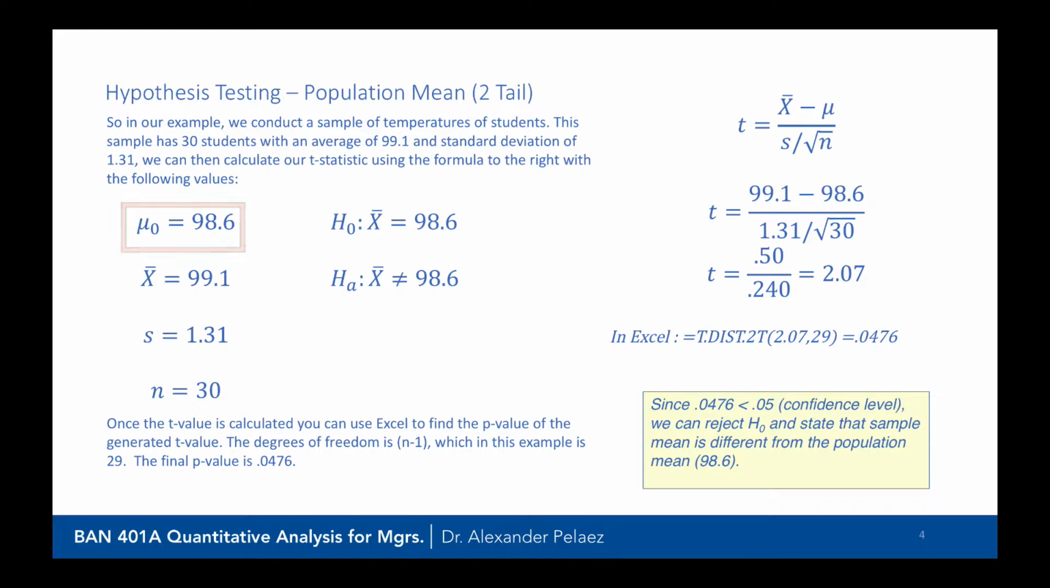We have our mu0, which is going to be considered the population mean. So you might hear some people say mu0 or mu naught or just mu, and that would refer to the population mean. And this would be 98.6. So this is what we're testing against. X bar is our sample mean, which is 99.1, and this is what we got as our average from the sample. Our standard deviation from that sample was 1.31, and the number of observations that we have is 30. So all of this information is either given to you or you calculated from the sample that you're given.